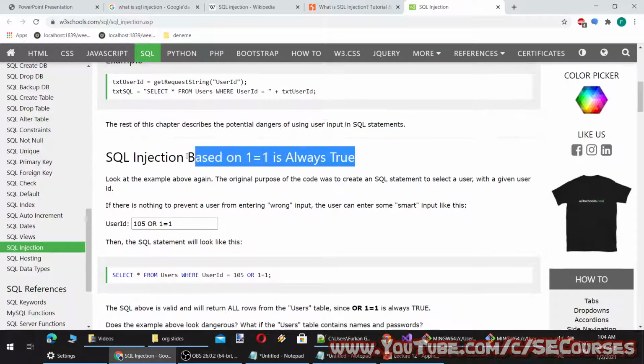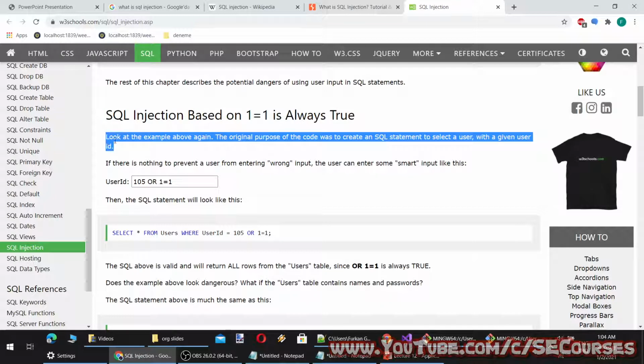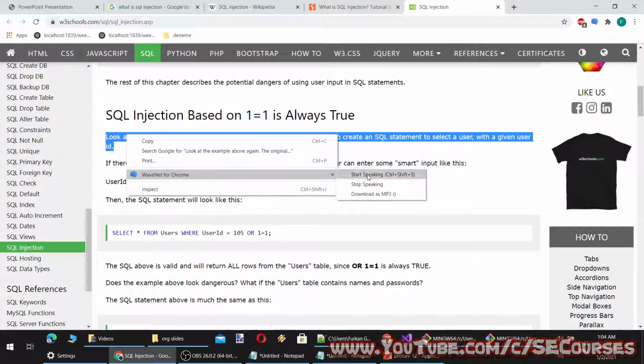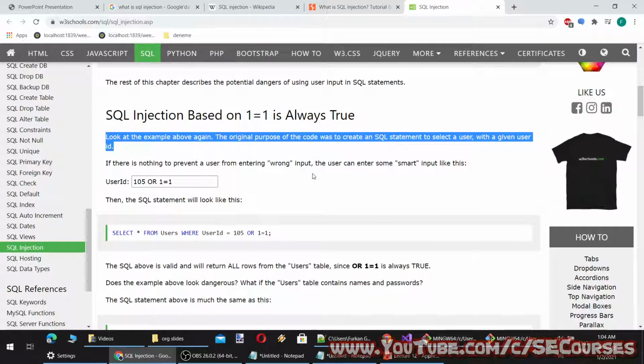Okay, let's continue. SQL injection based on 1 equals 1 is always true. Look at the example above again. The original purpose of the code was to create an SQL statement to select a user with a given user id.